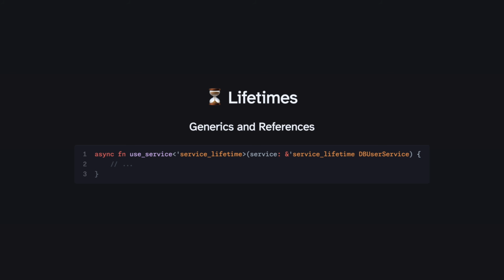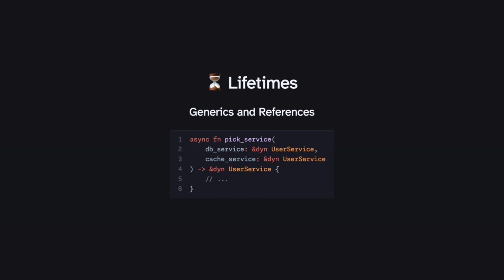However, in many cases, the Rust compiler can infer what the generic lifetime annotations should be, so we don't have to write them out manually. But in some cases, the compiler cannot infer the lifetime annotations, so we have to help it out. For example, let's define a new function called pickService. This time, the function accepts two arguments, dbService and cacheService, and returns one of them.